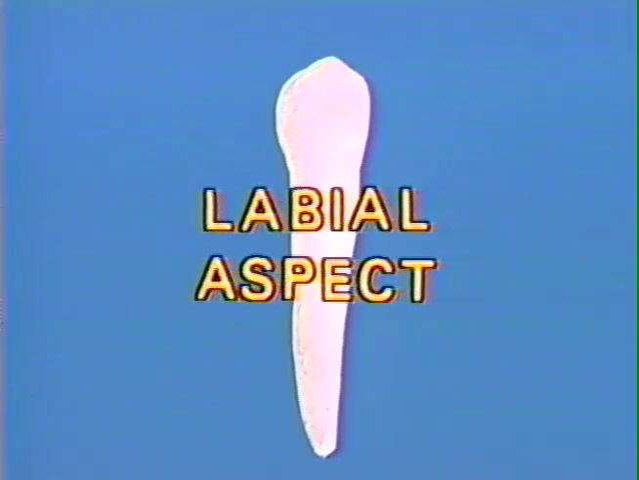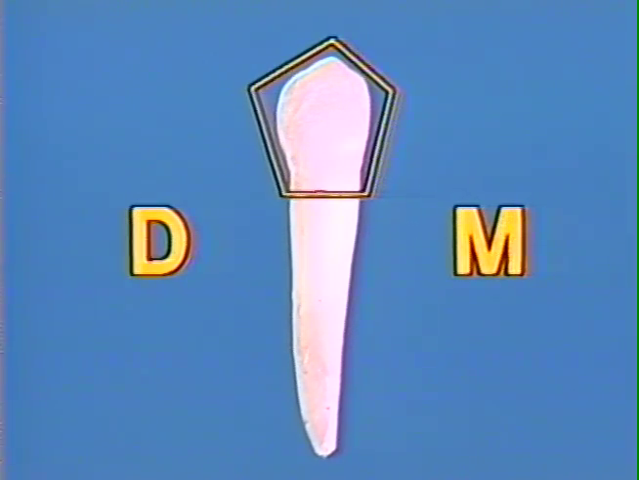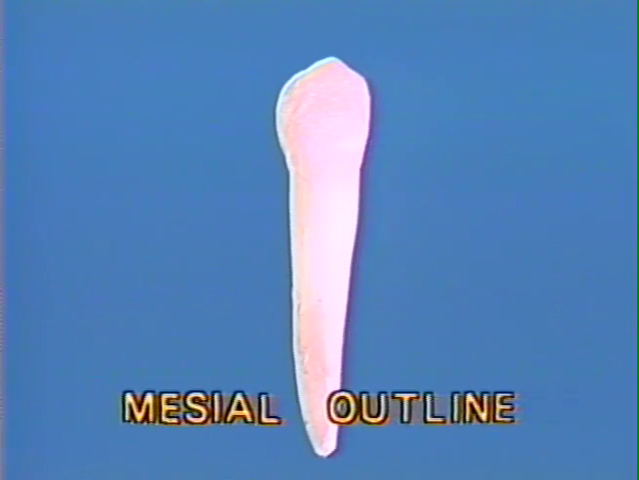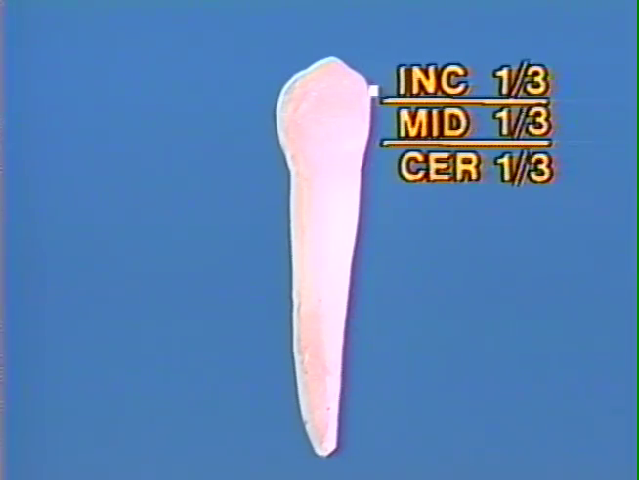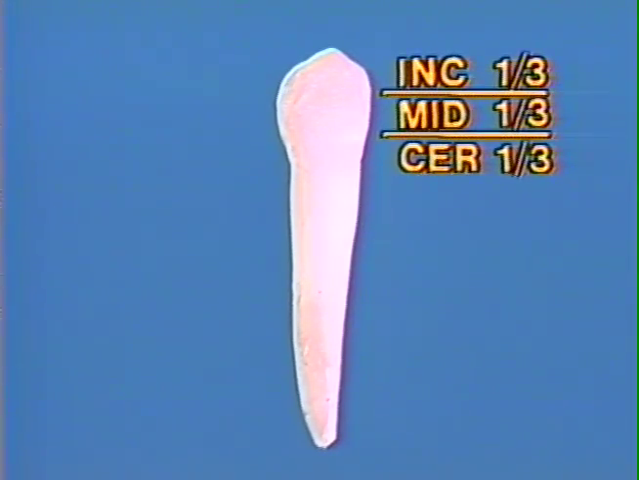The labial aspect. The outline of the crown of this tooth, like the maxillary canine, is pentagonal in shape. The labial surface is generally not as convex as the maxillary canine, but more convex than the mandibular incisors. Mesial outline. The mesial outline is roughly straight from the cervical line to the mesial contact. The height of contour is located near the mesio-incisal angle in the incisal third.